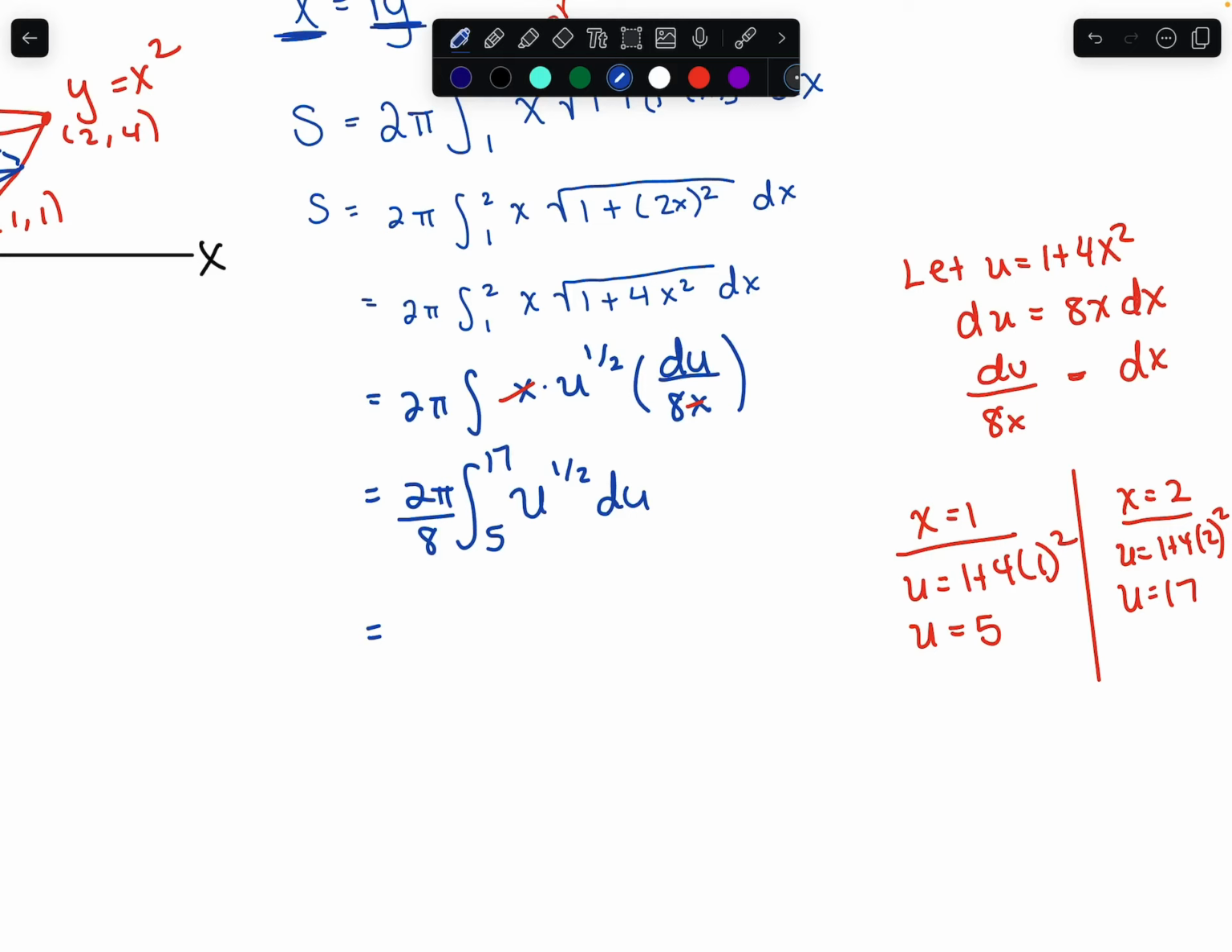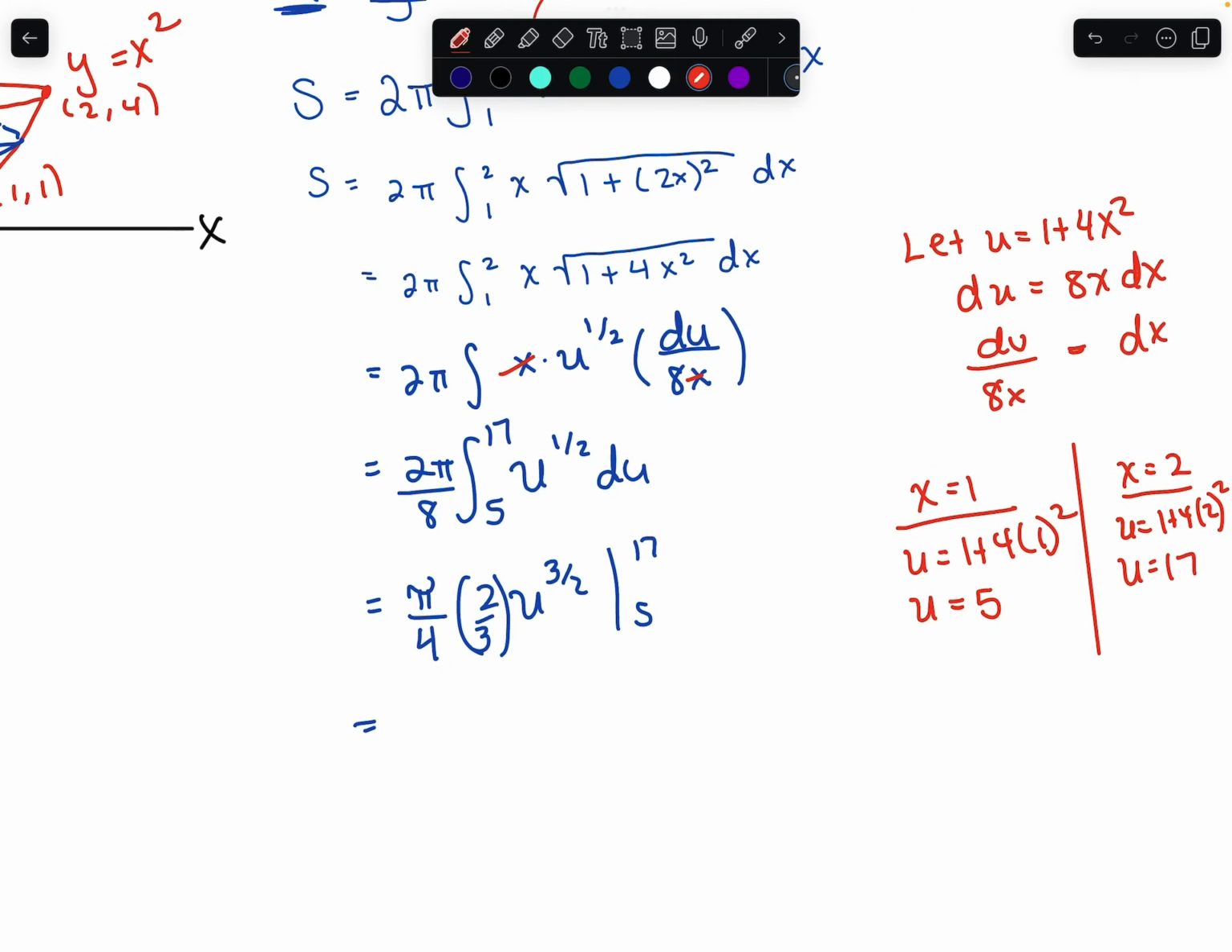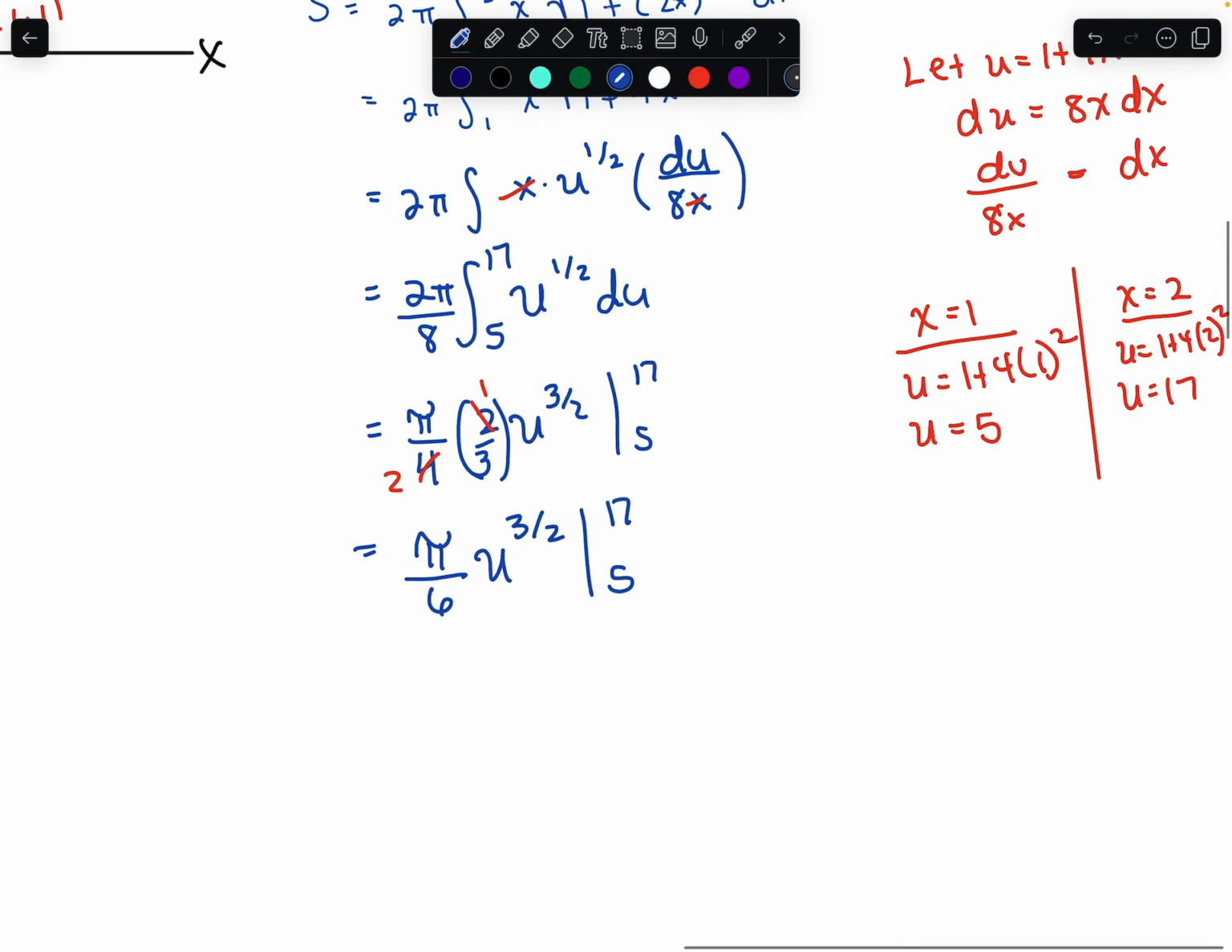So going back to the left side, we now have our u values. We're going from 5 to 17. And I'm also going to reduce this fraction. So that gives me pi over 4. And we're ready to take the integral. So we have u to the 3/2 times 2/3. And we're going again from 5 to 17. We're going to simplify this a little bit, and we get pi over 6 times u to the 3/2, going from 5 to 17.